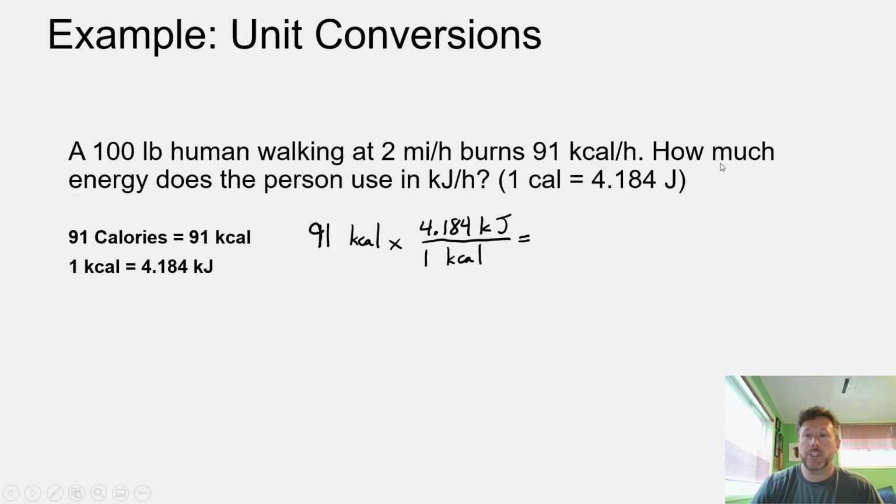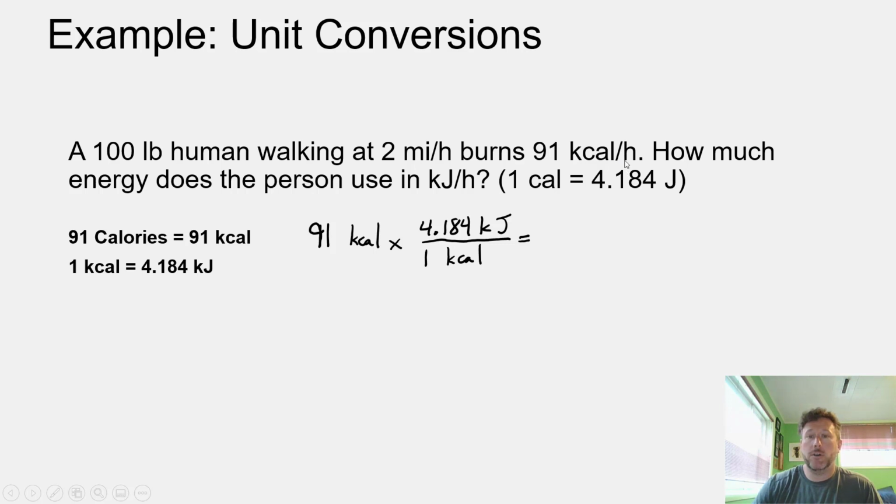Notice it can be a little challenging to decide where to start in a unit conversion problem because there's lots of different measurements. We're told that our human weighs 100 pounds, that our human walks at a rate of 2 miles per hour, and there's a rate at which they burn calories. The question is, which of these do we start with? Well, because in this question, the focus is on how much energy does the person use, we don't need to know their mass, their weight, or their walking rate to know how much energy they burn because we've been told explicitly how fast they burn energy.